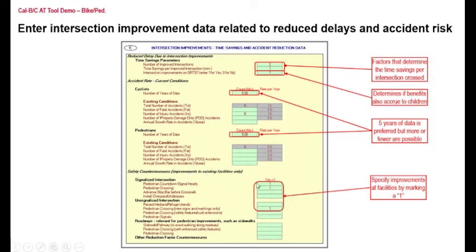And then we put in safety countermeasures. What were things that were done at that intersection to improve safety? In this particular one, we added a countdown signal head. We added a pedestrian crossing. There wasn't one previously. And we also put some signs and markings for the pedestrians.